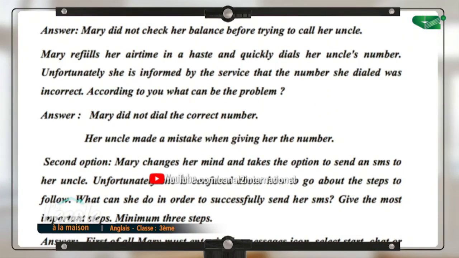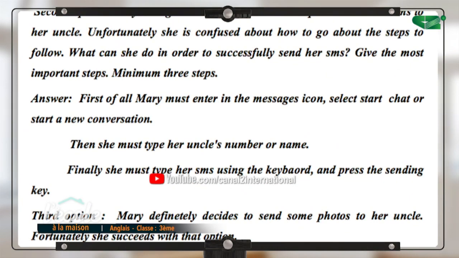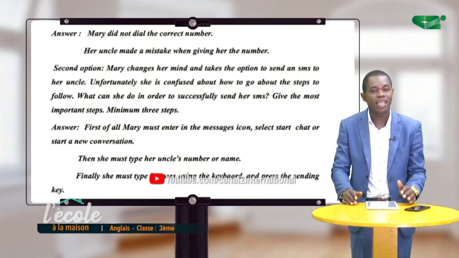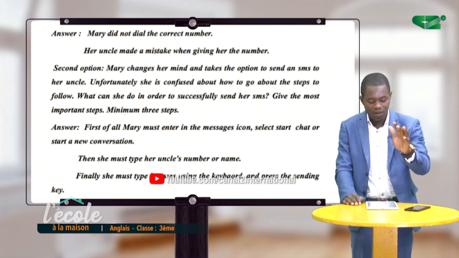Second option, Mary changes her mind and takes the option to send an SMS to her uncle. Unfortunately, she is confused about how to go about the steps to follow. Now, the question is, what can she do in order to successfully send her SMS? You know, the first option was to pass a phone call. Now, the second option is to send an SMS. Let us see. Give the most important steps, minimum 3 steps, for her to successfully send an SMS. The answer goes like this.